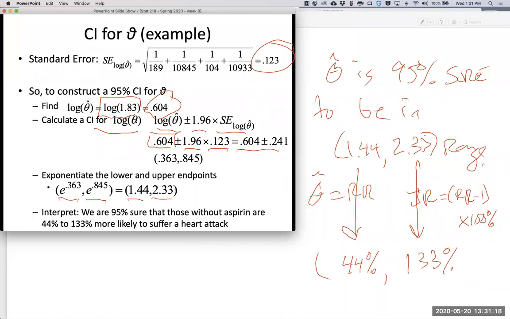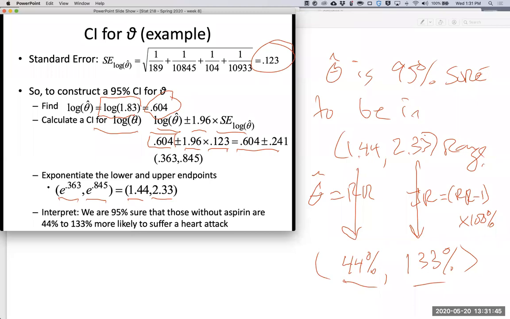So the folks who are not taking aspirin are 44 to 133% more likely to have a heart attack. So if you are at least 30%, but possibly much less likely to have a heart attack by taking aspirin, would you do it? I'm thinking I would.